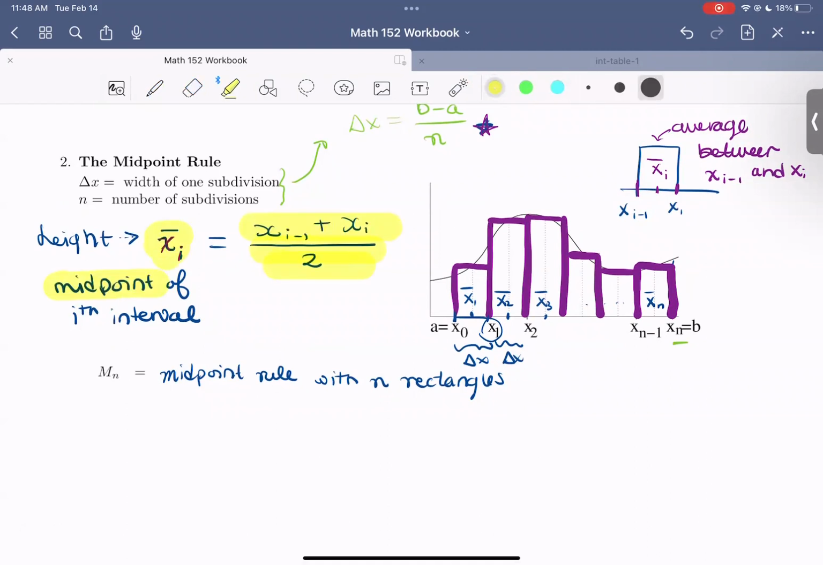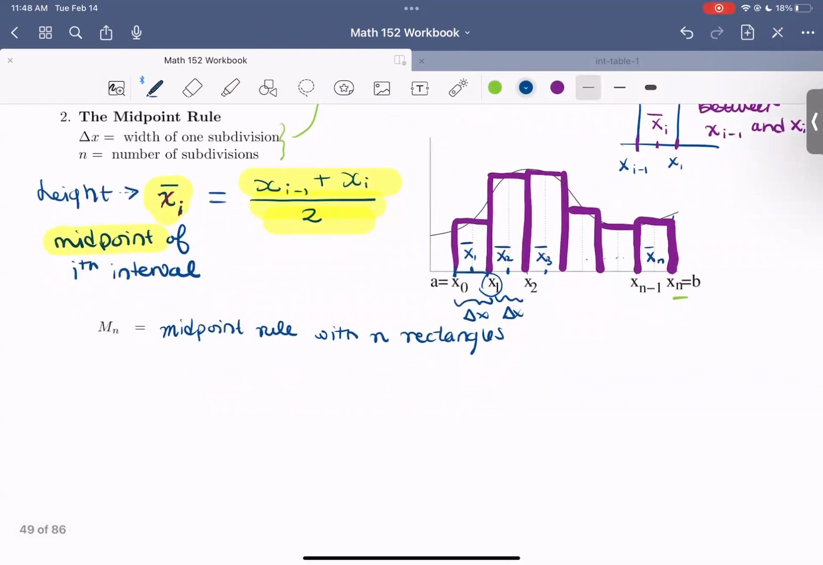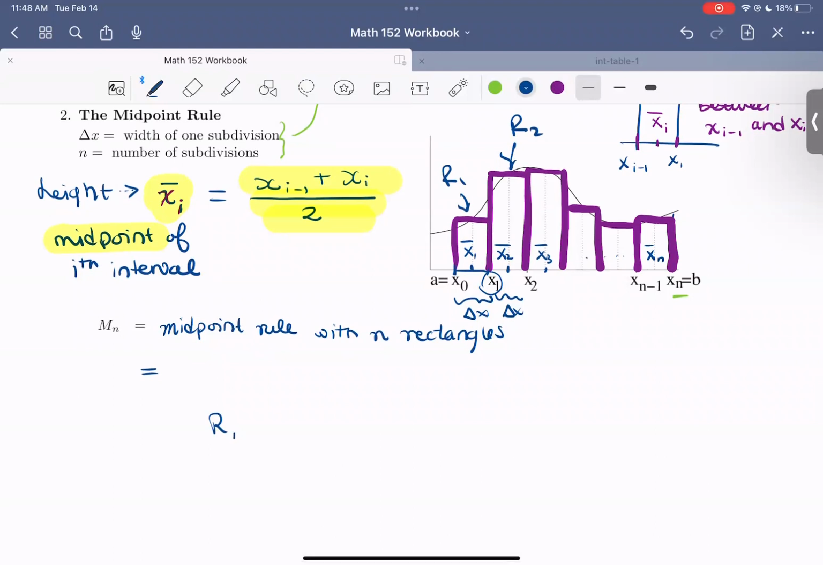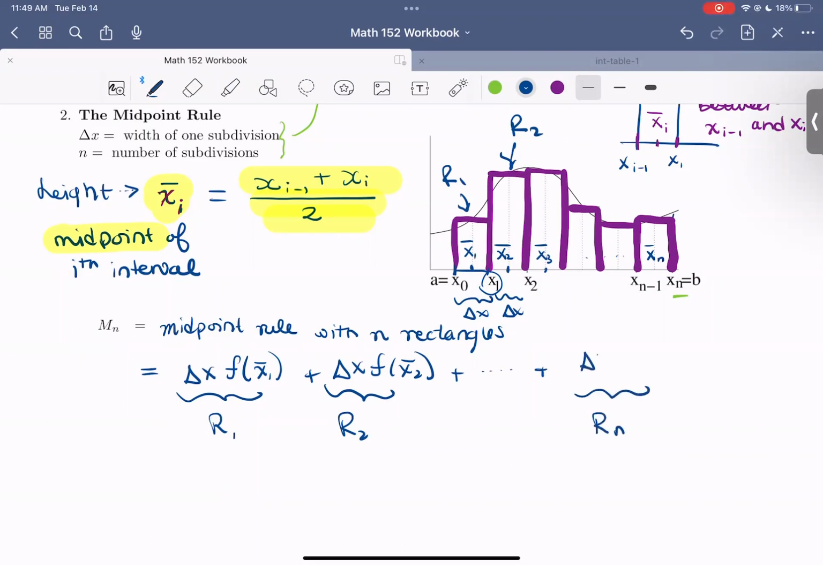Okay, so how are we going to use that here? Well, that's going to be used to determine the height of our rectangle. So let's go ahead and write out the sum of those rectangles. We'll call this R1, R2, and I'll use this kind of sloppy notation where I'm going to write R1 as the rectangle, but also the area of the rectangle. So what does R1 look like? Well, we need the width, which is delta x, and then the height, so we're going to evaluate the function at x sub 1 bar. That's R1. R2 looks like delta x, the width, times f of x sub 2 bar. We're just going to continue until we have all of our n rectangles. That would look like delta x times f of x sub n bar.